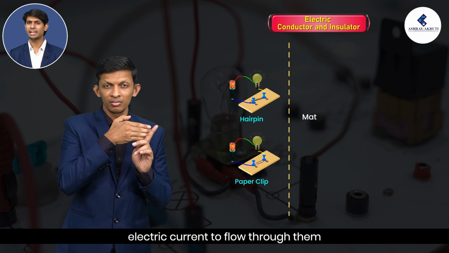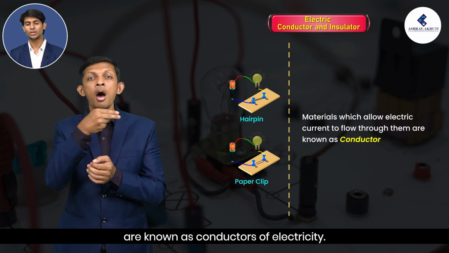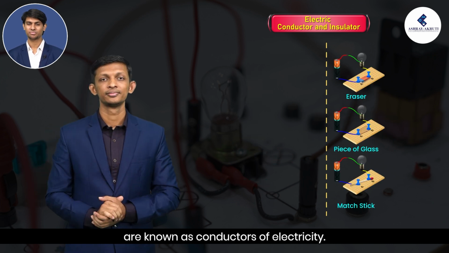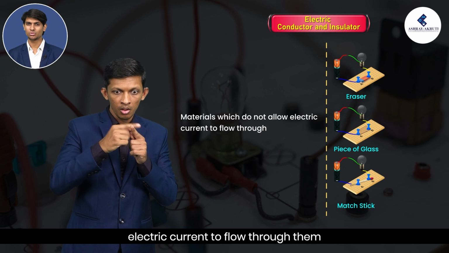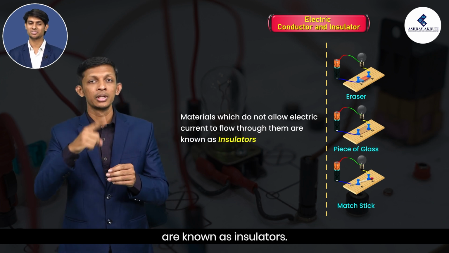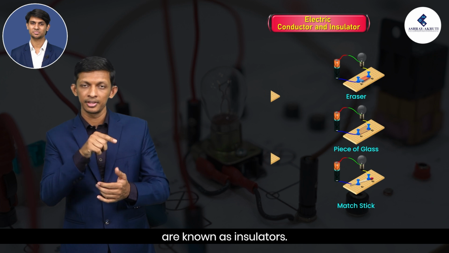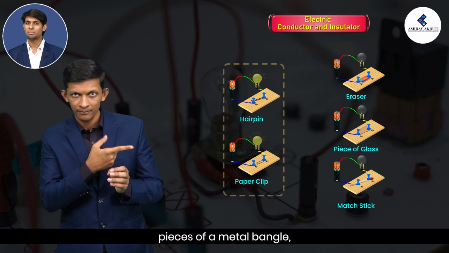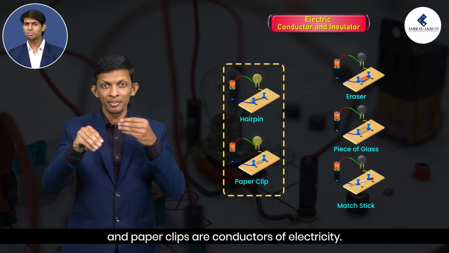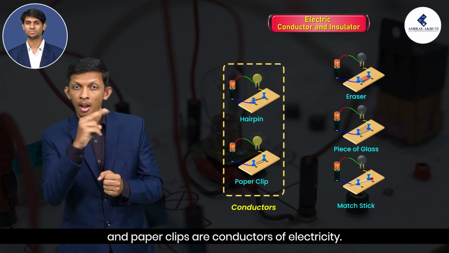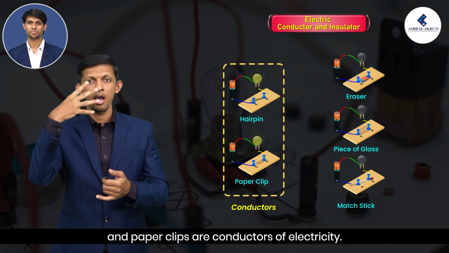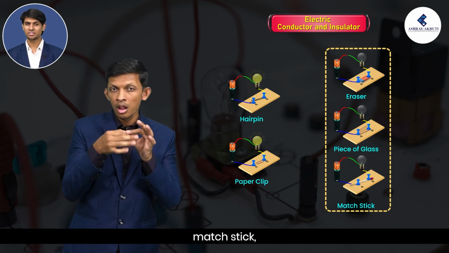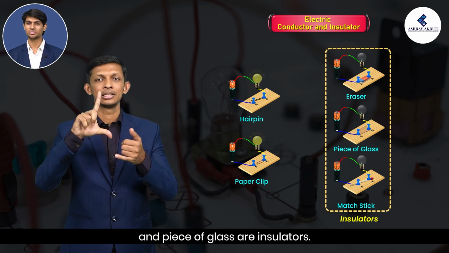Materials which allow electric current to flow through them are known as conductors of electricity. Materials which do not allow electric current to flow through them are known as insulators. From the observations, we can say that hairpins, pieces of a metal bangle, and paper clips are conductors of electricity. An eraser, plastic scale, matchstick, and piece of glass are insulators.